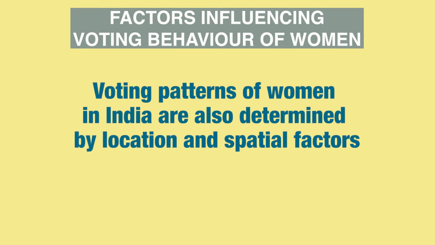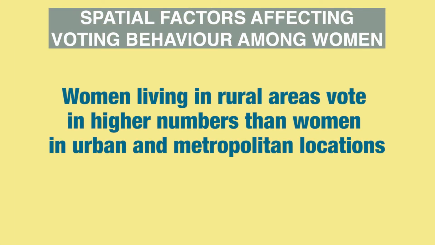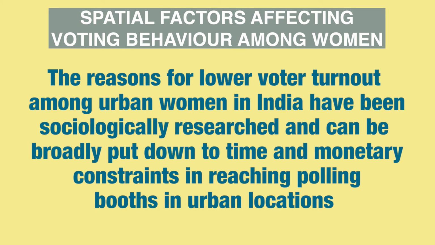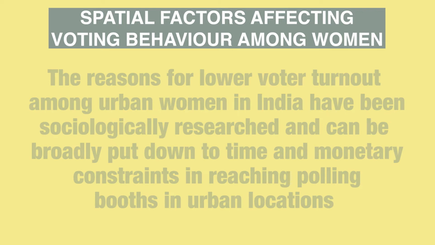Voting patterns of women in India are also determined by location and spatial factors. Let us try to understand how women vote across regions. Women living in rural areas vote in higher numbers than women in urban and metropolitan localities. The reasons for low voter turnout among urban women have been sociologically researched and can be broadly put down to time and monetary constraints in reaching polling booths in urban locations.